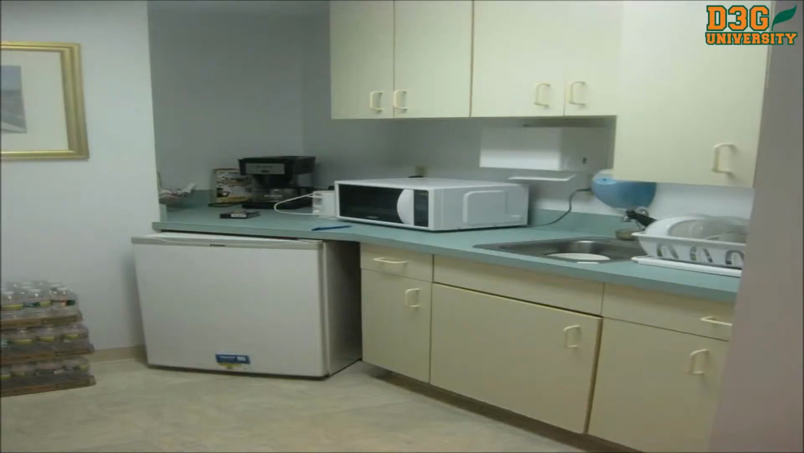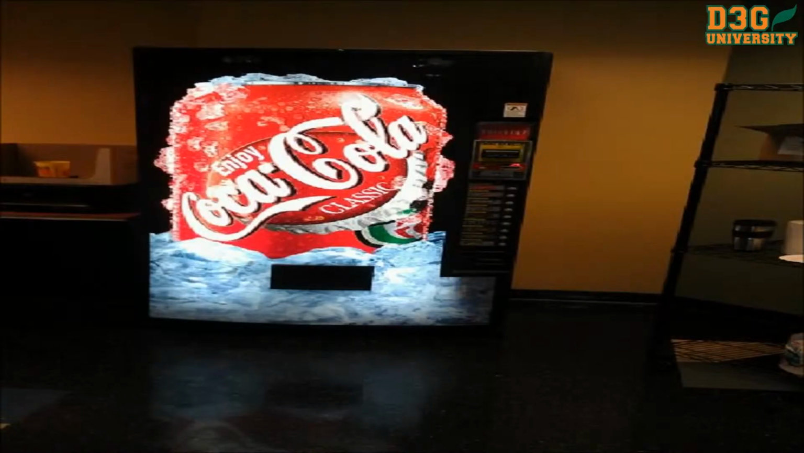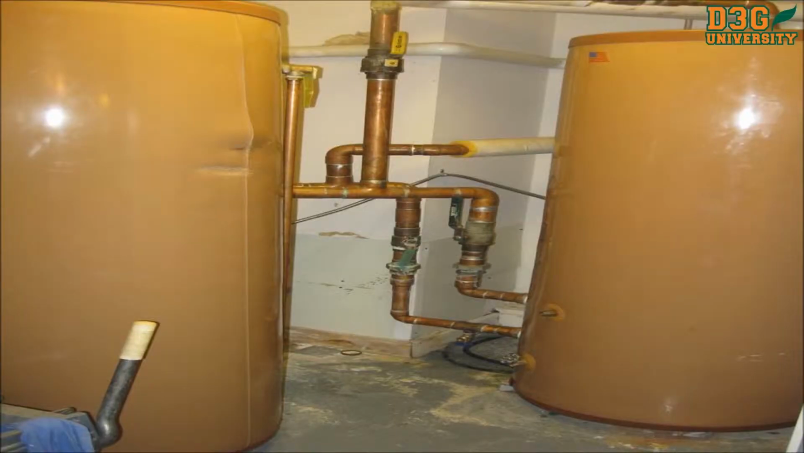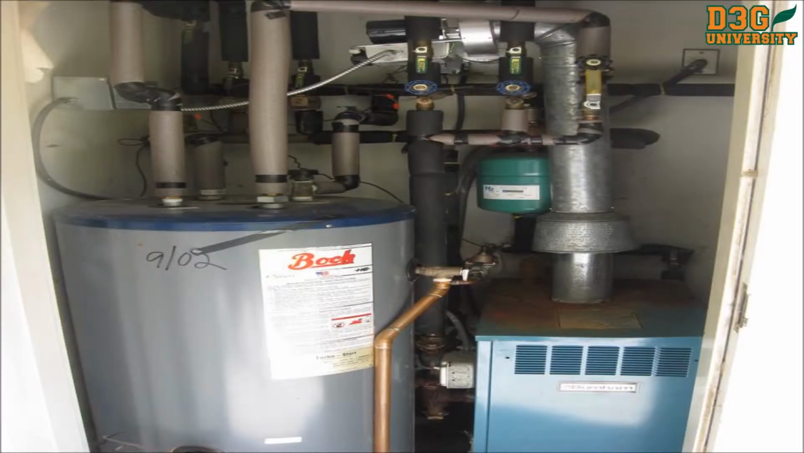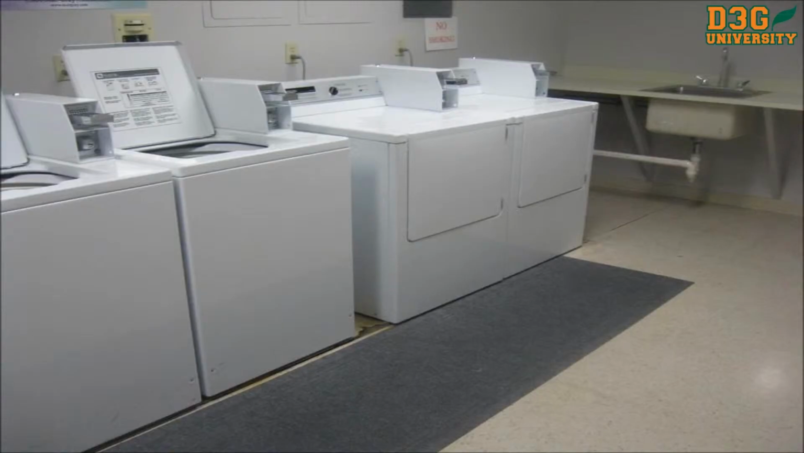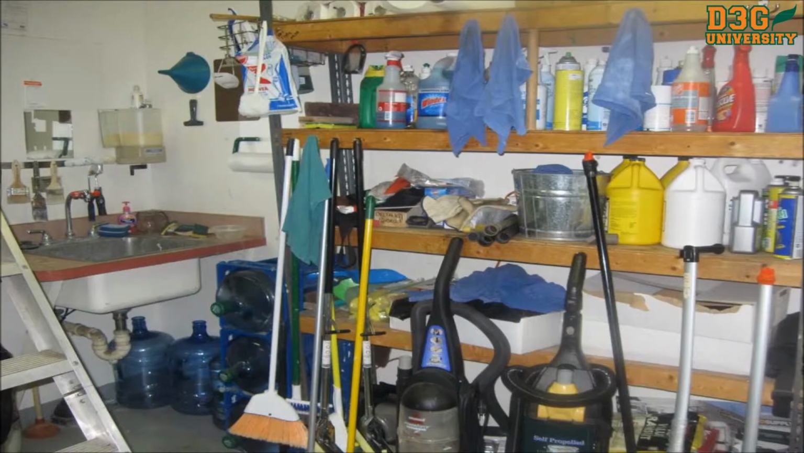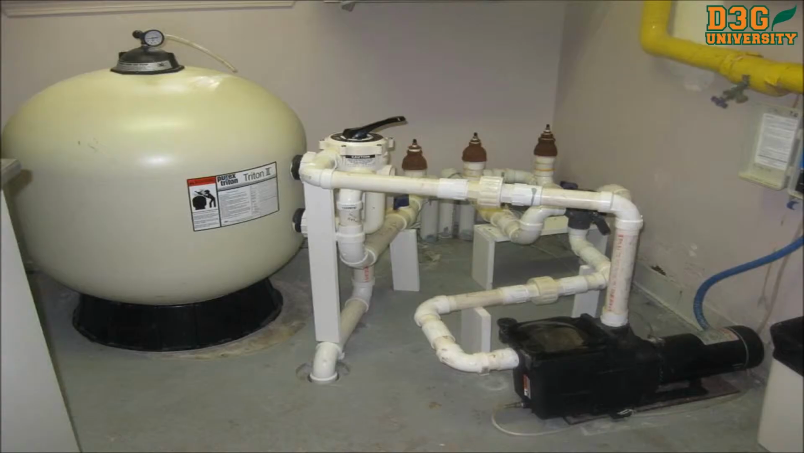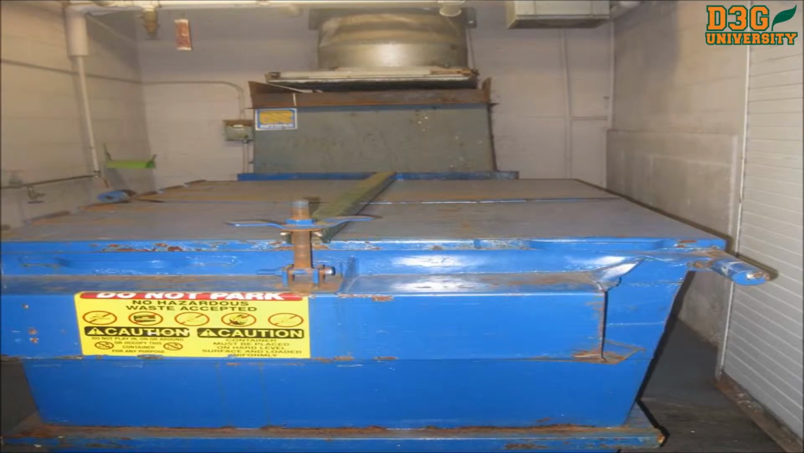Also, please test all common areas to include common area kitchens, employee break rooms, central boiler rooms, central mechanical closets, common laundry rooms, maintenance storage areas, pool equipment rooms, and trash compactor rooms.